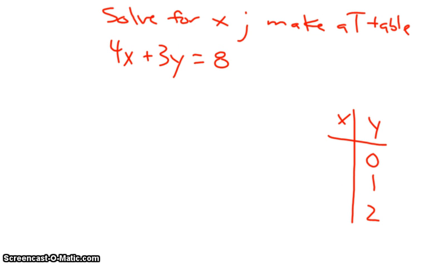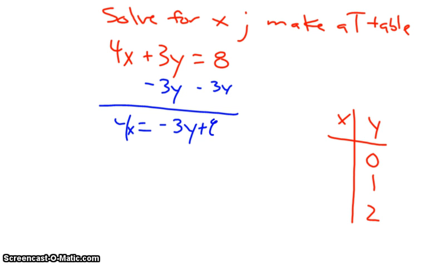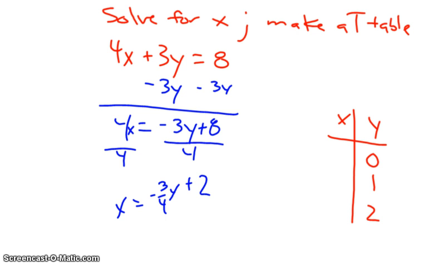Okay, next we're solving for x. There's no difference solving for x than there was solving for y. I just want to get x alone, so I'll subtract 3y from both sides. And I get 4x equals negative 3y plus 8. Now I'll divide by 4, and I get x equals negative 3/4 y plus 2. Sorry, I said that wrong. So that's plus 2.